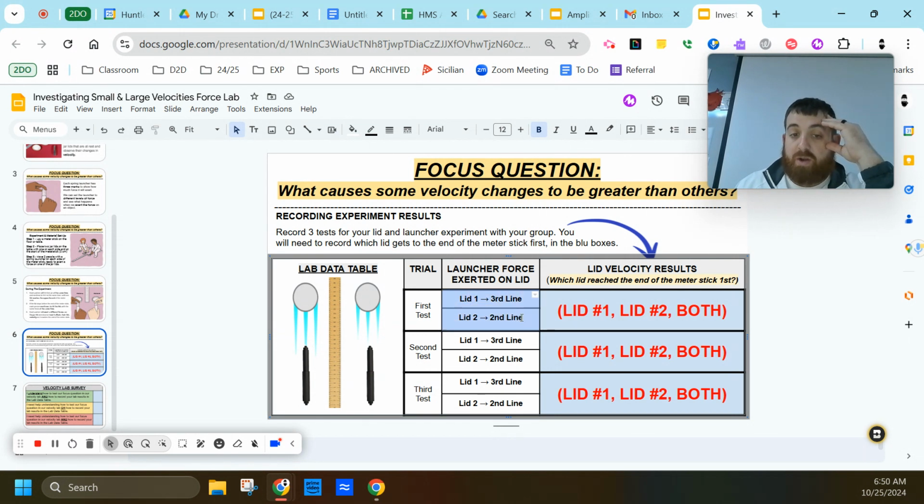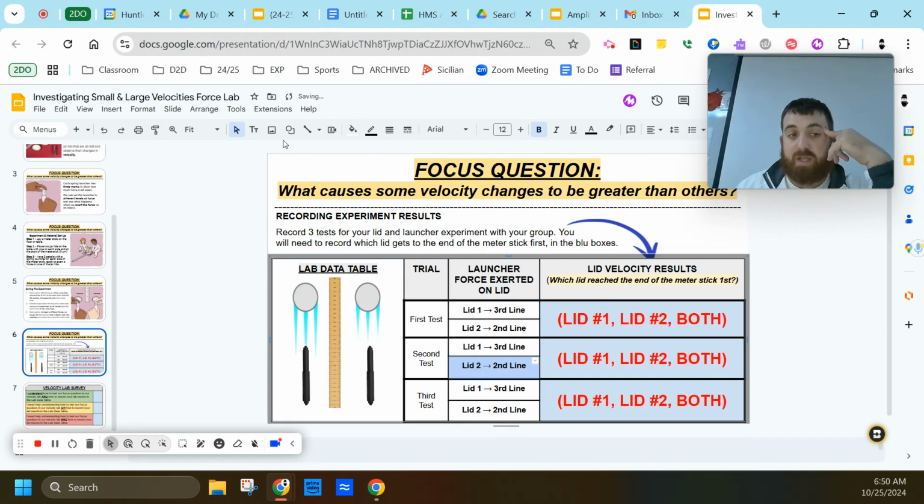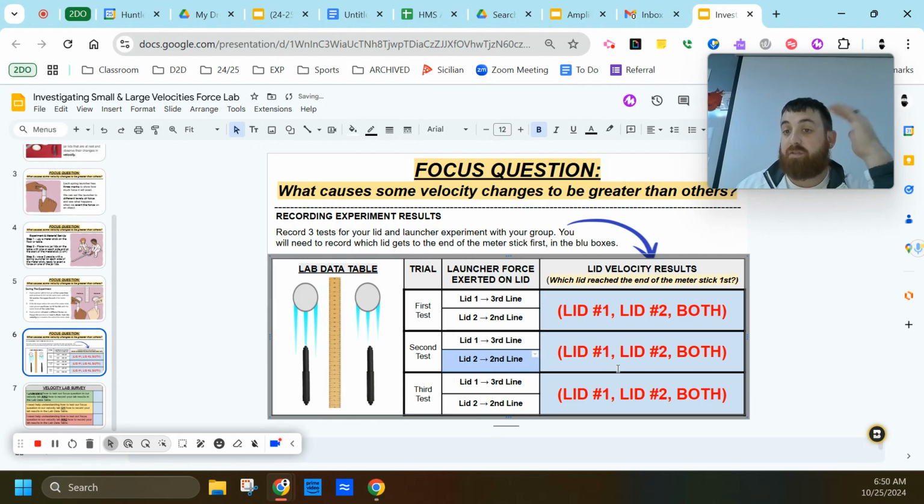You're going to run your test, first one to hit the end of the meter stick. Then you're going to record which lid got there first. Was it lid 1, lid 2, or both? You'll do that, but notice you'll have different amounts of force. You'll also have the same amount of force as you go through to confirm your data.